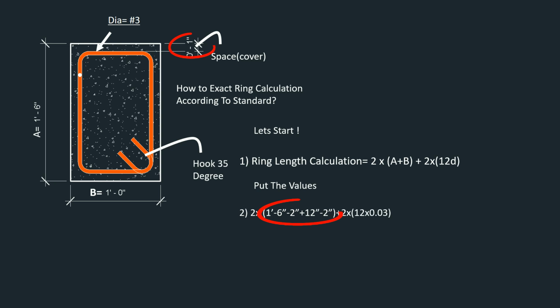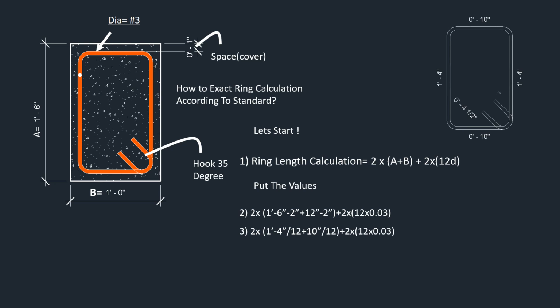2-inch concrete covering is subtracted for both opposite sides. Convert inch into feet, divide by 12. Watch the ring shape. We subtracted the values of concrete covering. Total ring length is 5.04 feet.